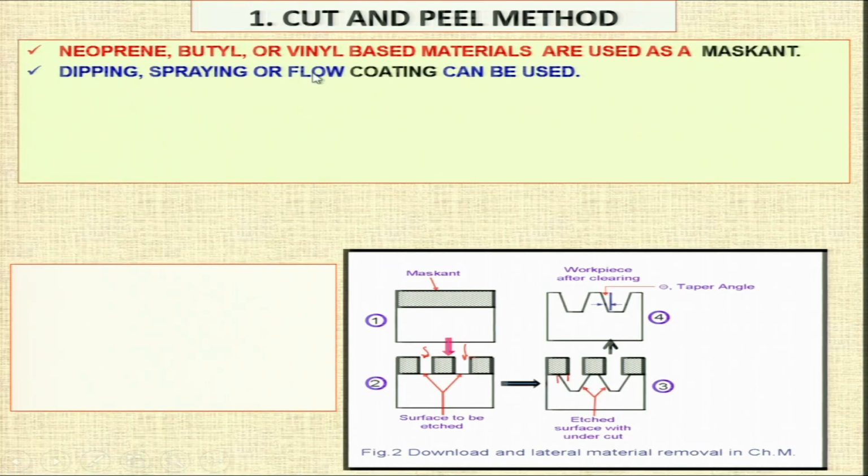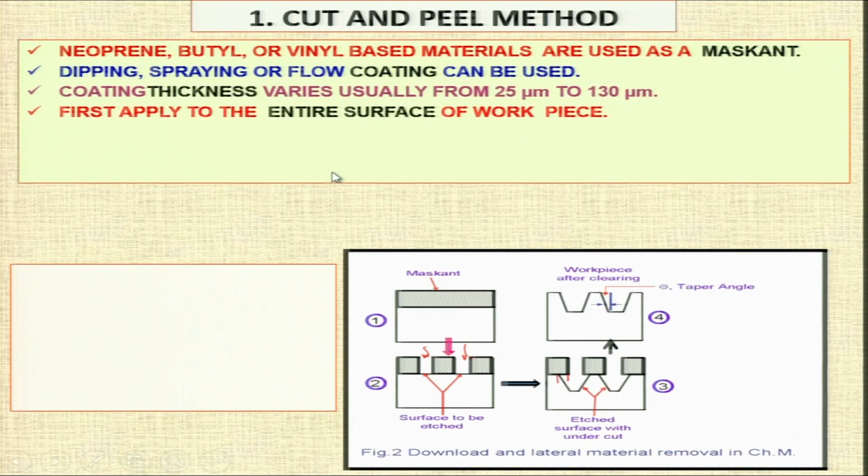Neoprene, butyl or vinyl based materials are used as a maskant. Dipping, spraying or flow coating can be used, because we are going to coat the maskant over the surface. So you can do it by dipping in the bath or spraying with the help of a nozzle, etc. on the top surface. As you can see, this is the flow coating. You can use one of the methods. Coating thickness varies usually from 25 micron to 130 micron. This also depends upon the kind of maskant you are using and the kind of agent you are using.